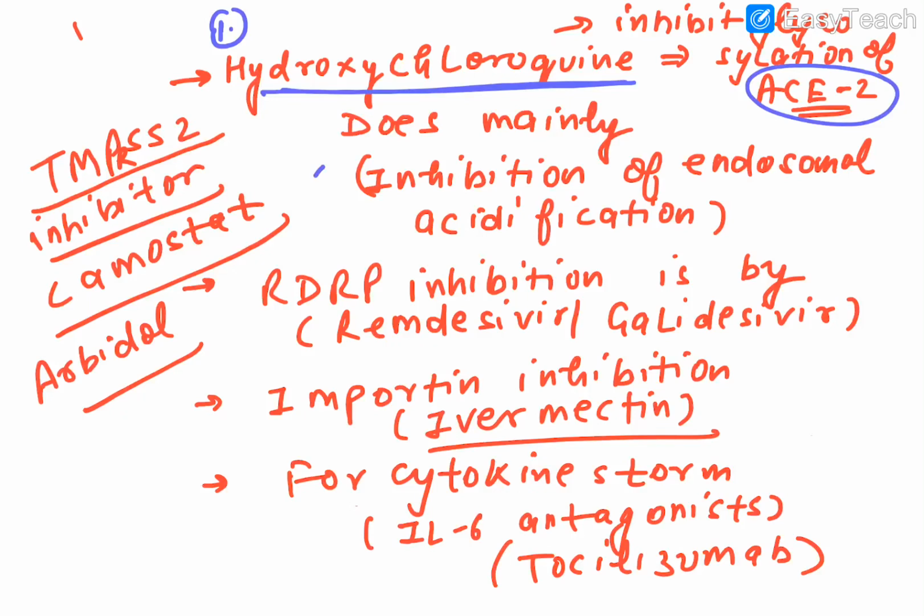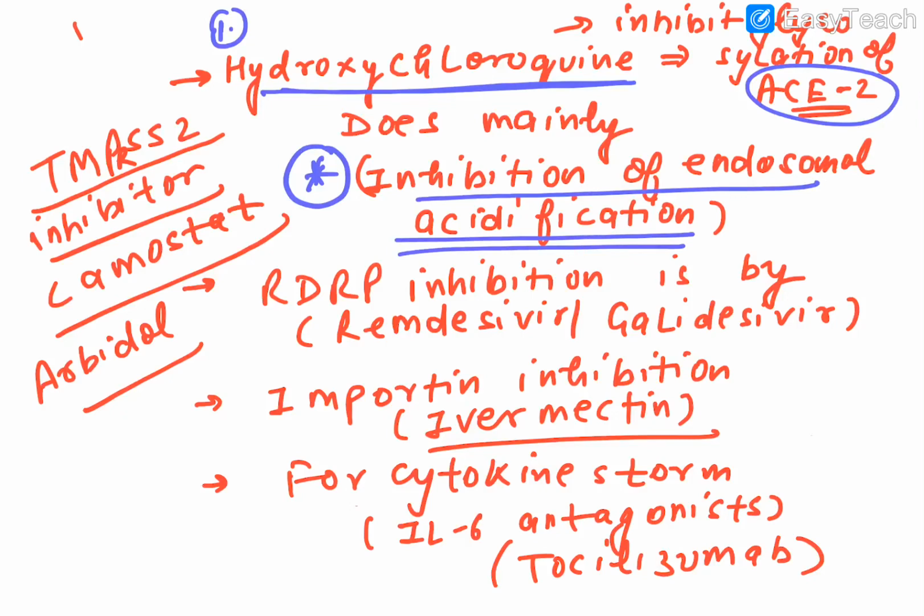But this particular action of it, that is the inhibition of endosomal acidification, this is the main action of it. Okay, because of which it is found to be highly effective. It inhibits the endosomal acidification, that is, it makes it alkaline. So this particular thing is the main role of hydroxychloroquine.